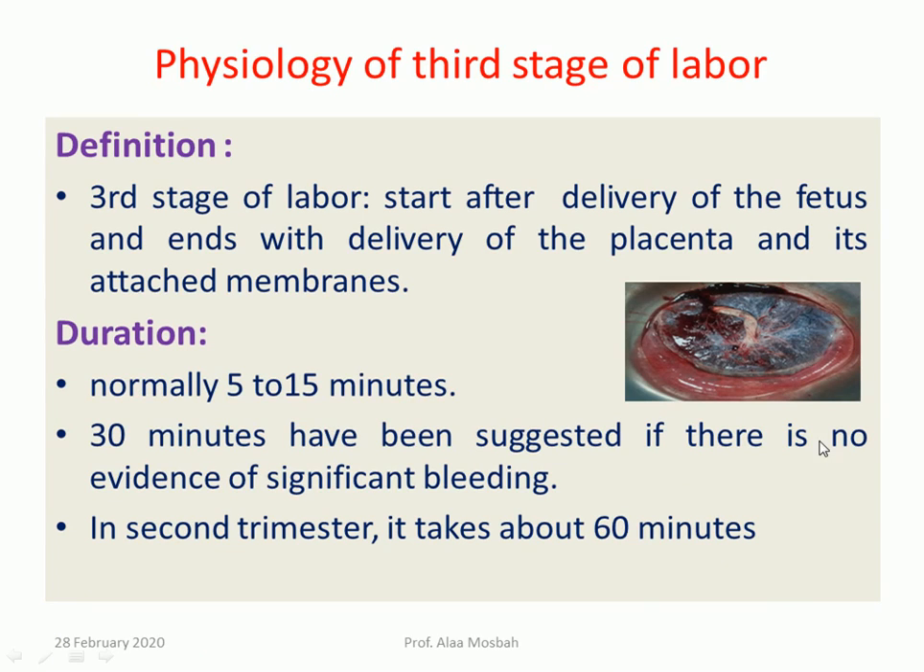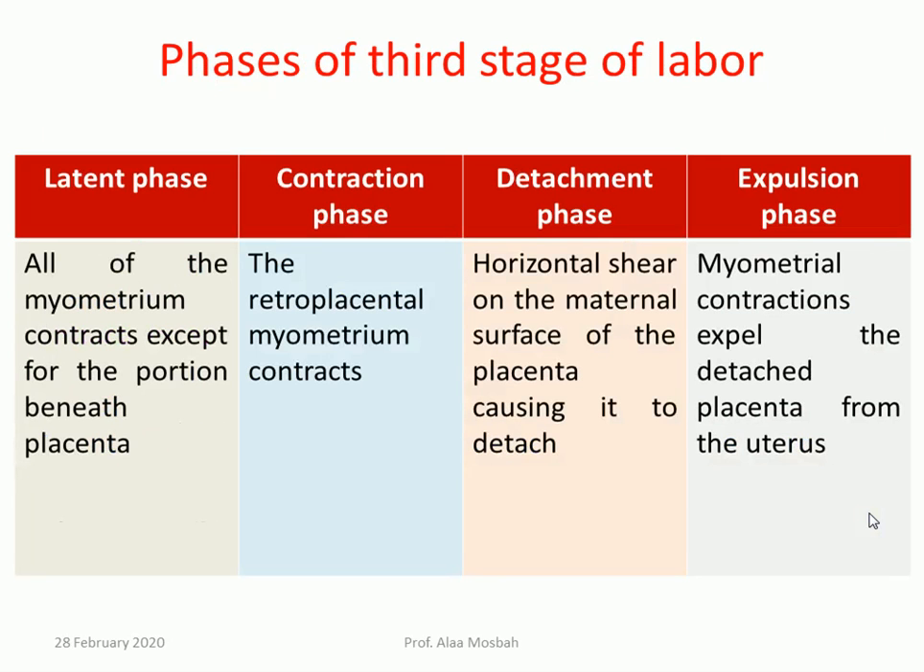Normally, the placenta is delivered within 5 to 15 minutes. If 30 minutes have passed without delivery of the placenta, we call it retained placenta. However, in the second trimester, it may take a longer time to be delivered, maybe reaching up to 60 minutes, while more than 30 minutes in the third trimester for delivery of the placenta is called retained placenta.